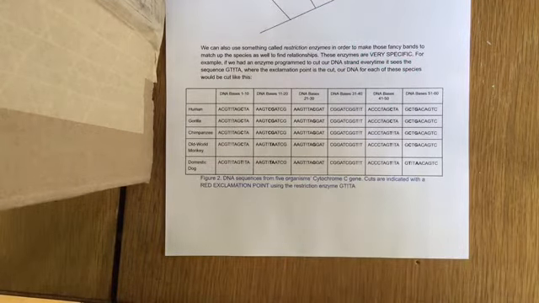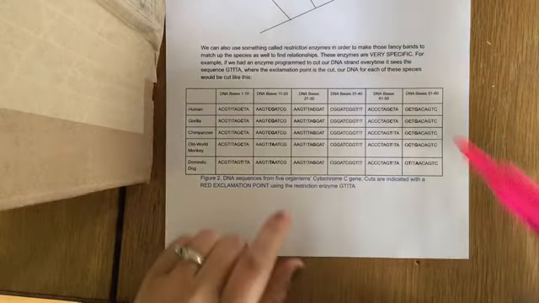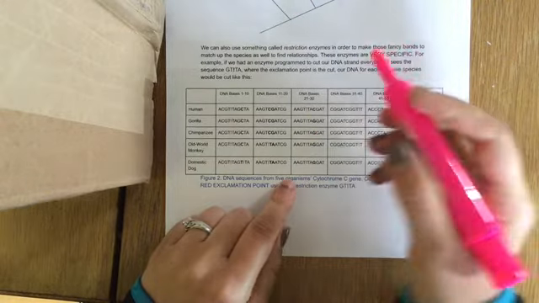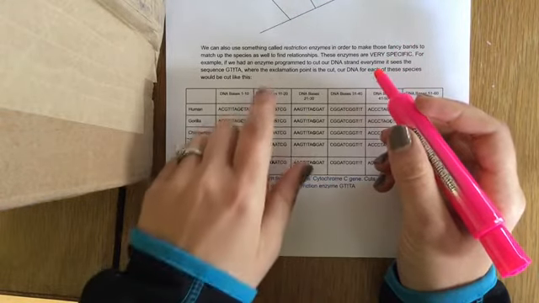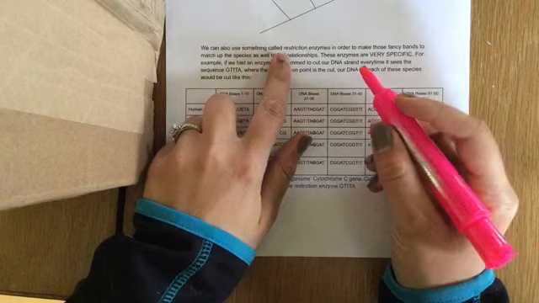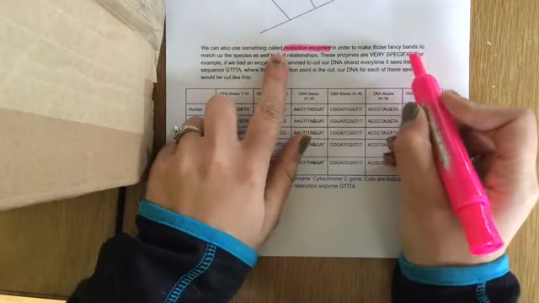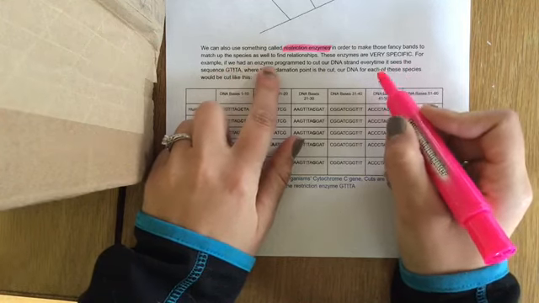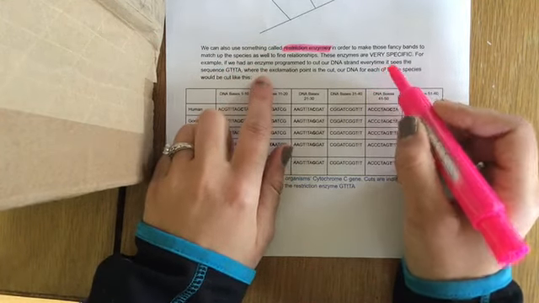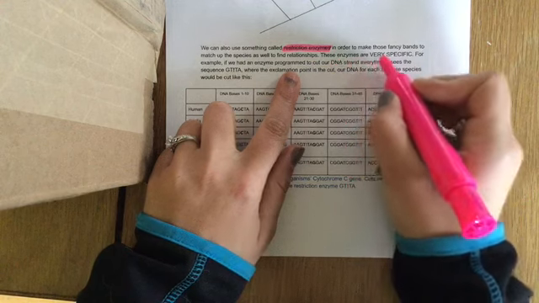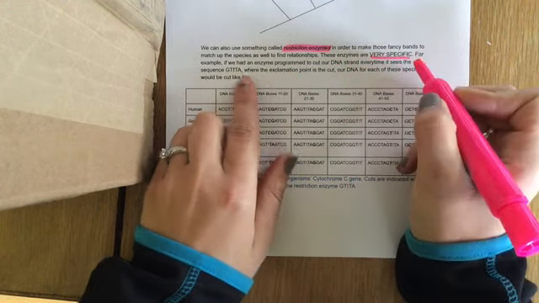So the next thing that we can do with our DNA evidence, because we've kind of already done pictures like that cladogram or phylogenetic tree before, is use something called restriction enzymes. So we're going to make those fancy bands that match up the species to find relationships. The very important part of this is that the enzymes are very specific.